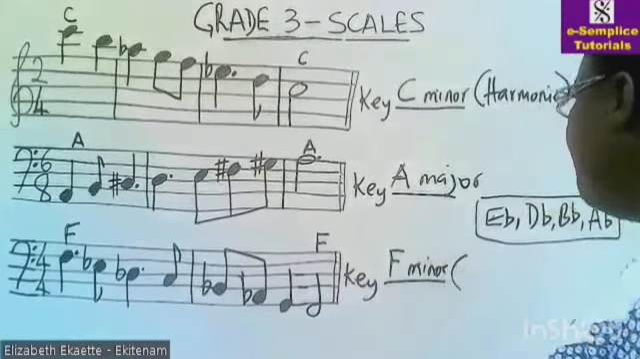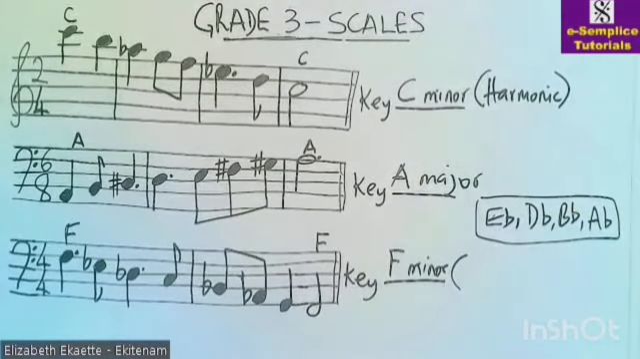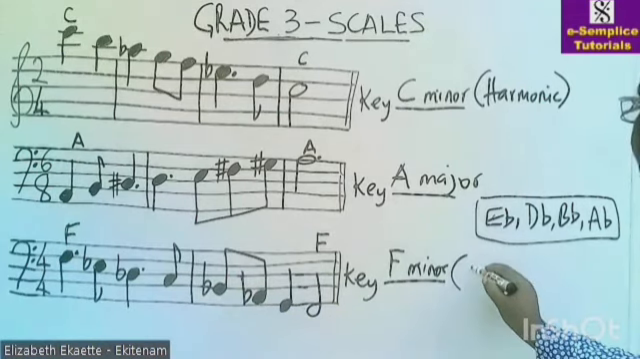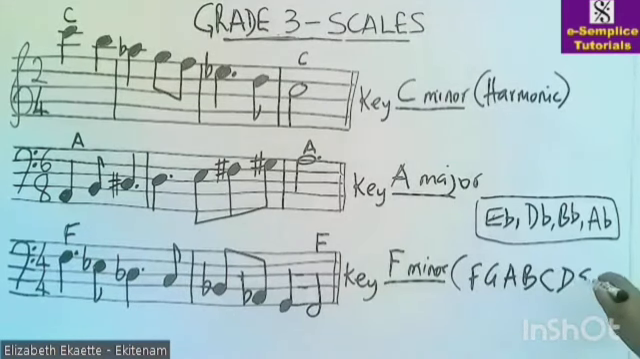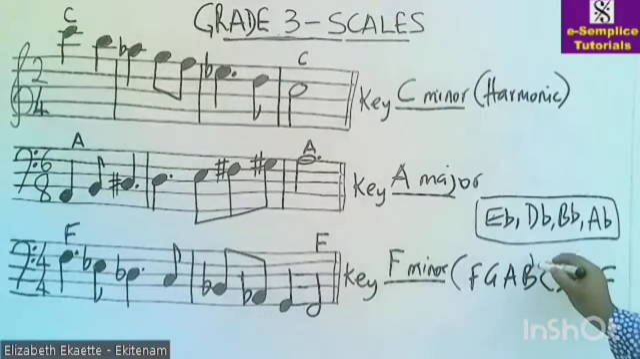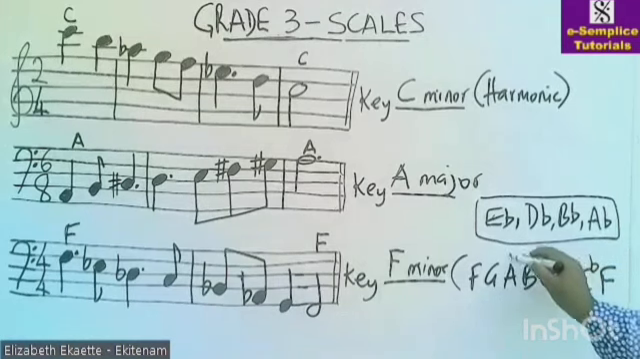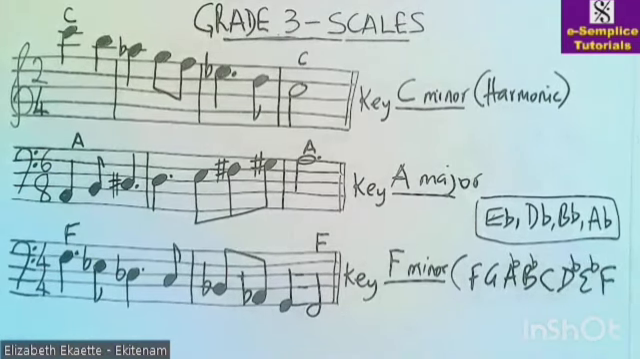But what form of minor is this F minor? Is it the harmonic or the melodic form? Now, let's look at it together. This is a descending scale. Let's write out the letters of F minor first. We have F, G, A, B, C, D, E, and F. Natural accidentals, you have B, E, A, D flats.